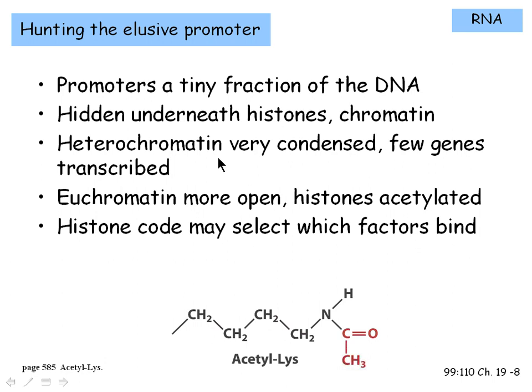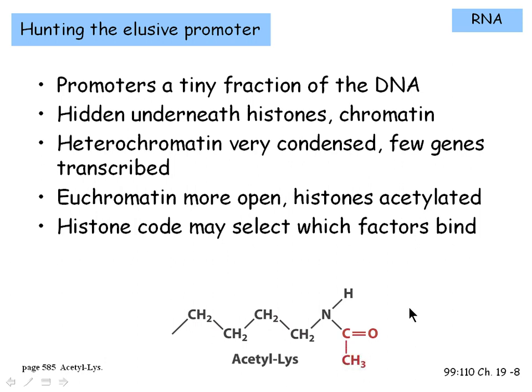Heterochromatin is very condensed, so that the accessory proteins in heterochromatin lead to it being quite compact, even during interphase. And it is commonly found that heterochromatin only has a few genes in it that are transcribed. Euchromatin is the word we give for the more open part of the DNA. It's not as tightly packed. Many of the histones in euchromatin are acetylated.